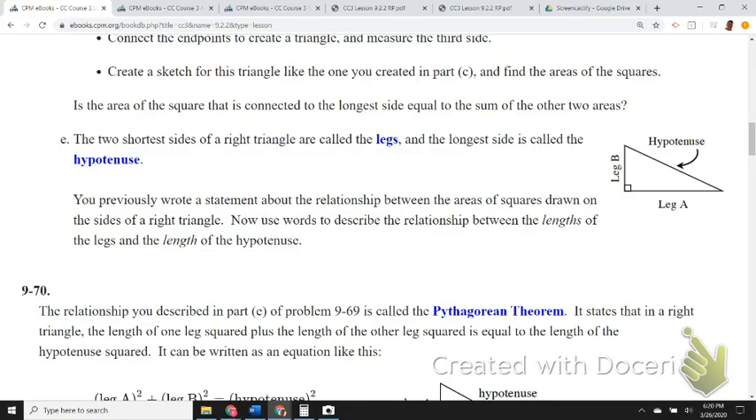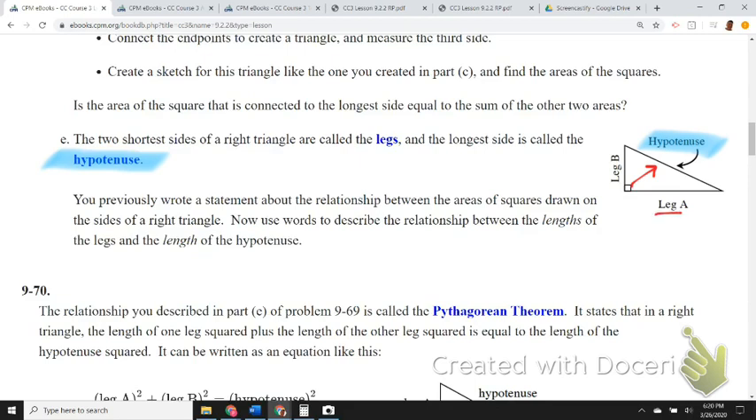Okay, now let's talk vocabulary. Let's go to part C here. It says the two shortest sides of a right triangle are called the legs, and the longest side is called the hypotenuse. The hypotenuse is always going to be the longest side of a right triangle, and it's always going to be the side that is opposite the right angle. Again, always the side opposite the right angle.